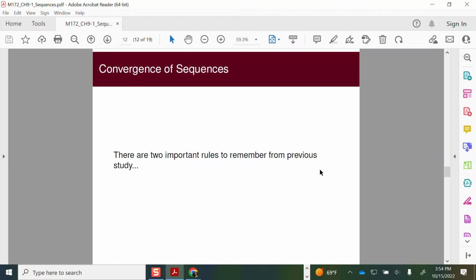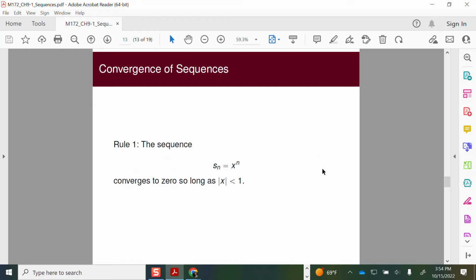There are two important rules to remember from previous study if we want to think about the convergence of sequences, and here they are. Rule number one is that the sequence S sub n equal to x raised to the n converges to 0 so long as the absolute value of x is less than 1. That means that x falls in the interval (-1, 1), right?